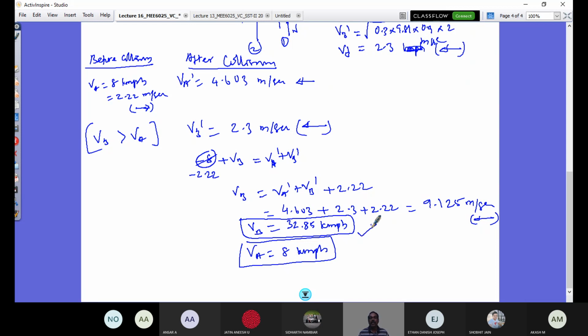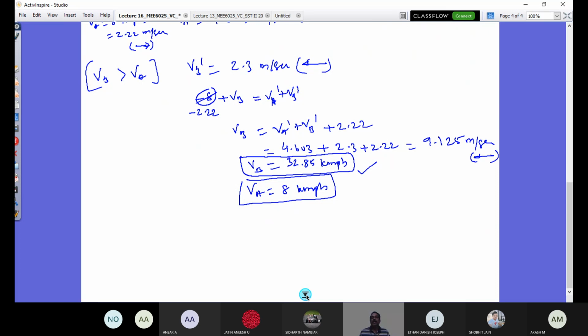What is the velocity of the vehicle before collision for the car B? So now you can very well easily find out because you know now all the velocities before collision and after collision. So it's easy to find out what is an effective coefficient of restitution. So that would be VB dash minus VA dash by VA minus VB. So it should be opposite, right?